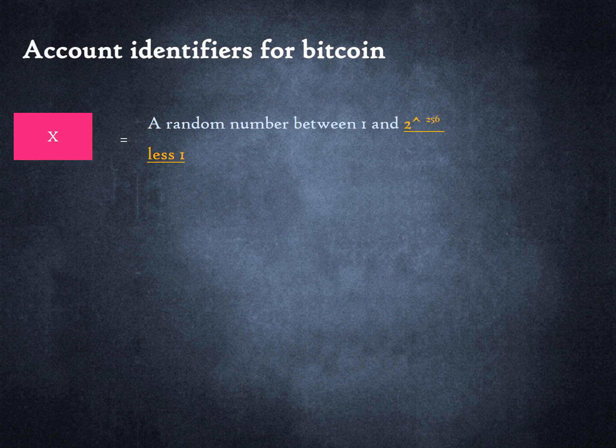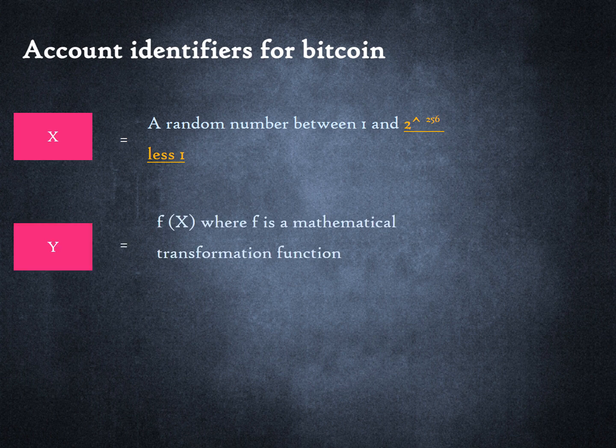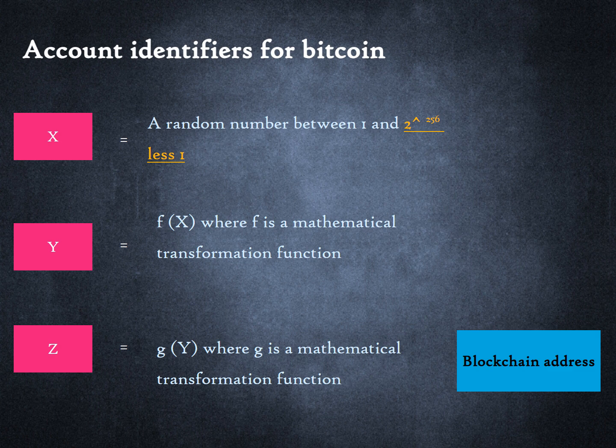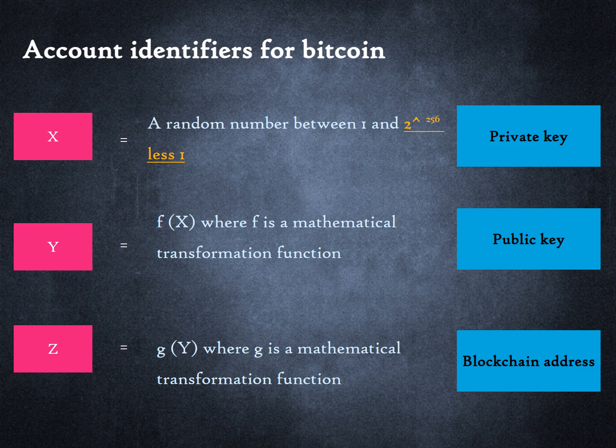X was derived by picking a random number between 1 and a very large number. Y was derived by applying a formula to X. Z was derived by applying a formula to Y. Z, we said, is the blockchain address, which is equivalent to a bank account number. Y is called the public key. X is called the private key.